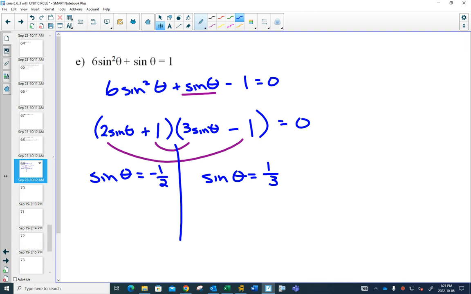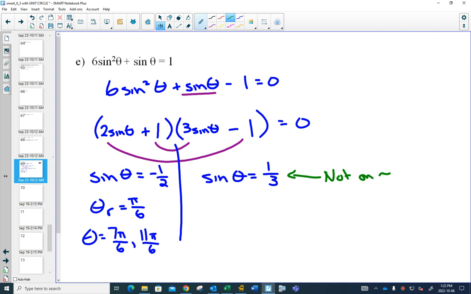From here, we have to check, is a half on our pi plate? Yes. That's your pi over 6 family. But it's negative, so what quadrants are we looking for? Quadrant 3 and quadrant 4. But 1/3 is not on our pi plate.